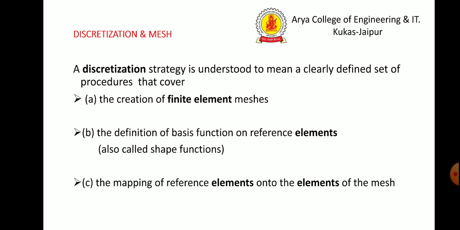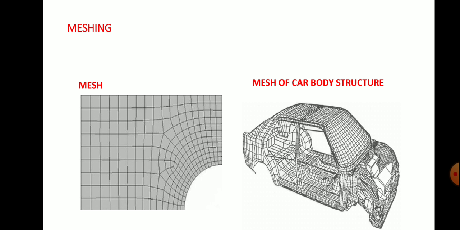What is discretization and mesh? A discretization strategy is understood to mean a clearly defined set of procedures that cover, first, the creation of finite element meshes; second, the definition of basis functions on a reference element, also called shape functions; third, the mapping of the reference element onto the elements of the mesh.